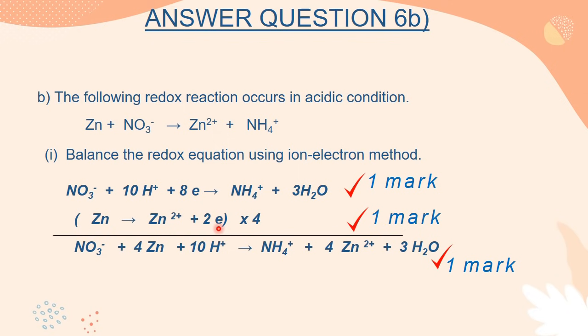Okay, after that, kita kena samakan bilangan elektron. That's why second equation must multiply by 4. So bila dah ada 4, dia dah sama, so kita boleh cancel out. Okay, final answer, you can get 1 mol NO3- plus 4 mol zinc plus 4 mol H+, produce 1 mol ammonium ion plus 4 mol zinc 2+ plus 3 mol water. Okay, so this is redox equation.